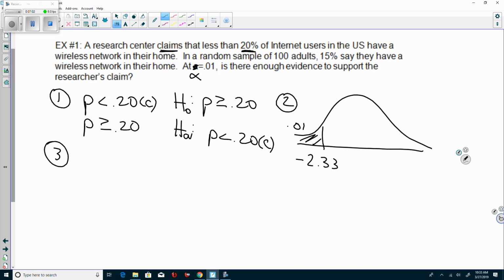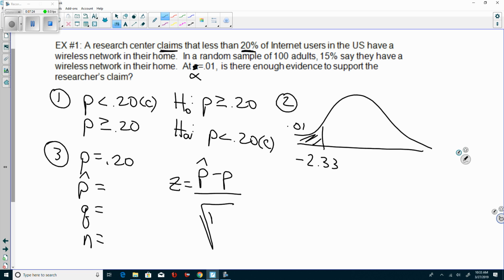So you already have P is 0.20. If you look at your formula, you also need a P hat, a Q, and an N, because my Z is P hat minus P all over the square root of PQ all over N. So just identify what you need. You have the P, which is 0.2. Therefore, what is Q? 0.8, because P plus Q has to be 1.